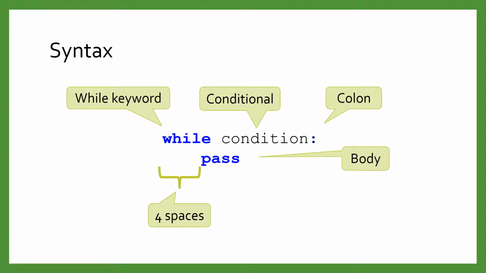Notice how the syntax for a while loop is similar to that of an if statement. We have the word while, followed by a condition, ending with a colon. Then we can have any number of statements inside the body. Remember that this body, like a for loop or an if statement, is indented with 4 spaces.